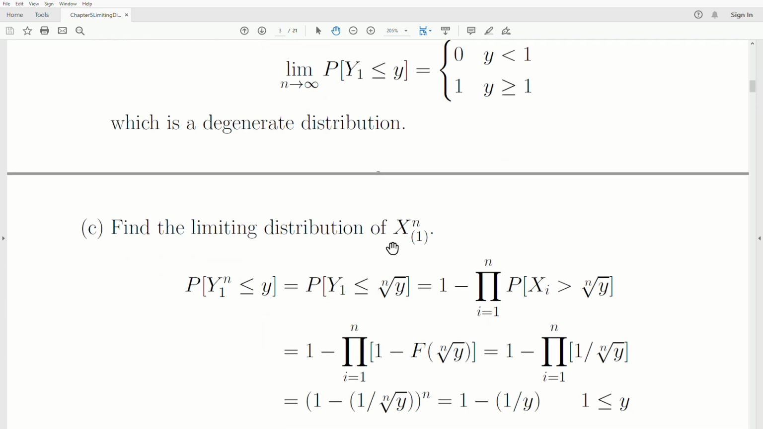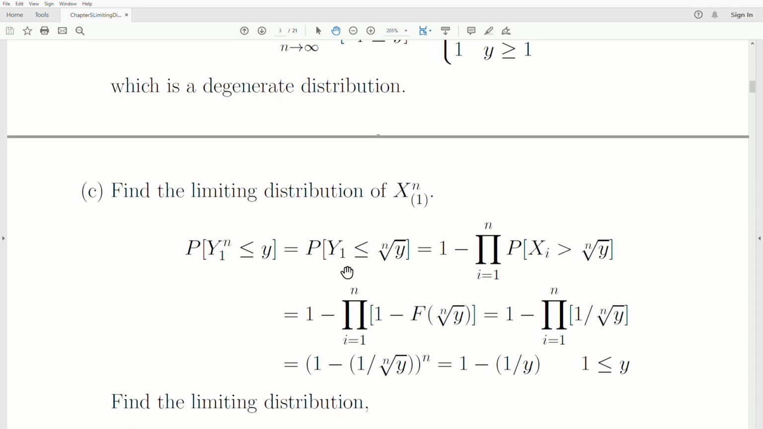So let's find the limiting distribution of the minimum order statistic raised to the nth power. So the CDF is the probability that Y1 to the nth is less than y. So we take the nth root of both sides, but we do the trick where we look at its complement, and then since it's the minimum, all of them have to be greater than it. So I skipped one step, but we got to here.